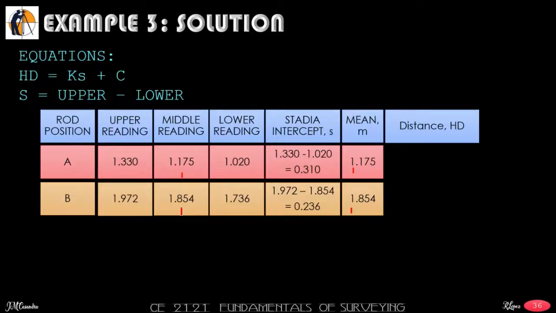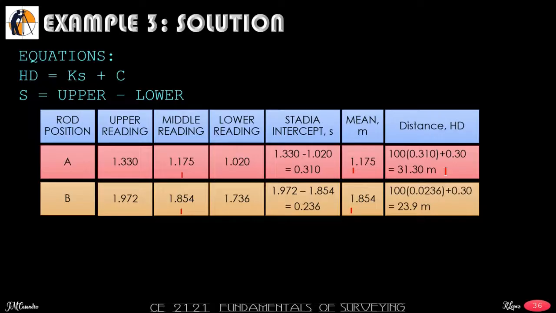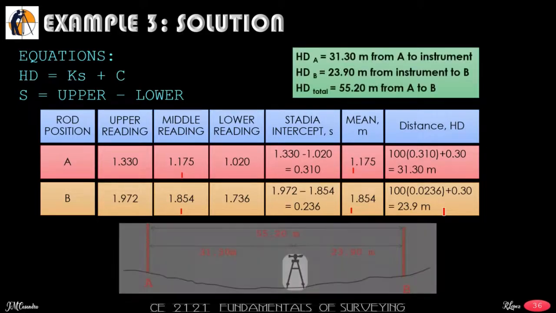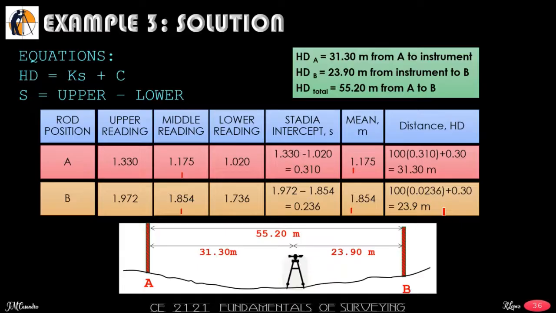So for our horizontal distance, it's simply K, 100, times S plus 0.3. So we have horizontal distance of A, to the instrument, is 31.3, and the horizontal distance of point B, to the instrument, is 23.9. So therefore, our HD total, or the distance between A and B, is 55.2 meters. Okay.